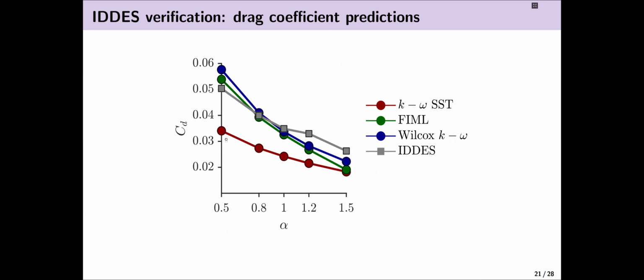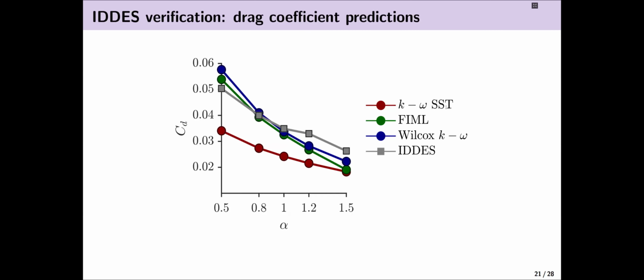We can see that the baseline one massively underpredicts the drag compared to the IDDS, whereas if we use the augmented version of that, we get results that are closer to the IDDS. And then we can see that the k-omega is also close to the IDDS, meaning it's a bit more accurate than the SST model.